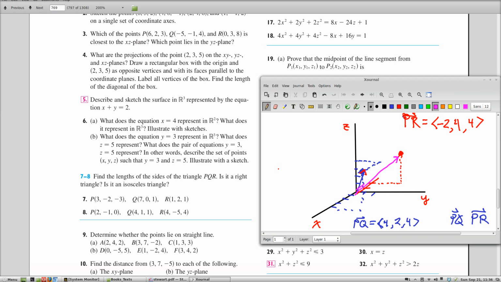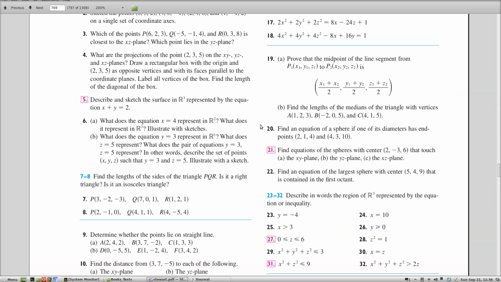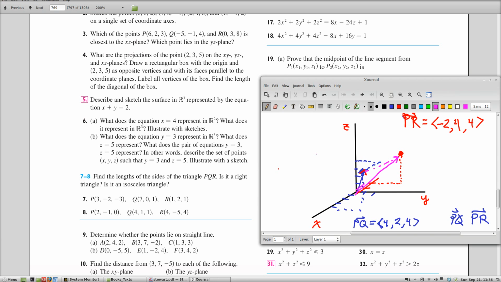We want to know if these things form a right triangle. So how can we do that? I'm going to compute 3 things. One thing is, I'm seeing it as a triangle. Let me put in the third side here.